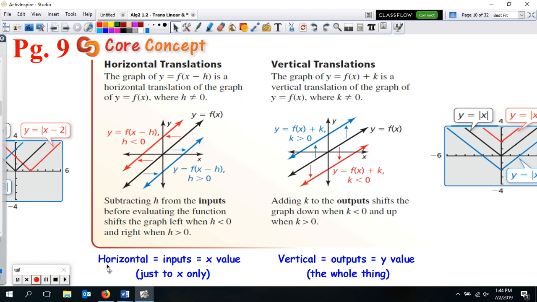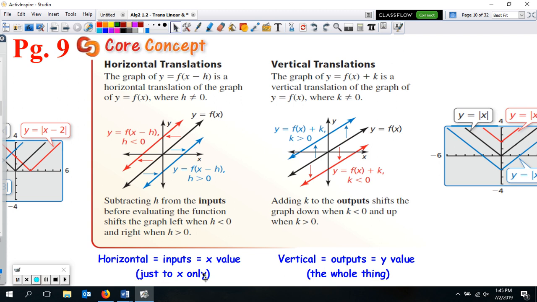Horizontal equals inputs equals x value. Because what we notice that's different on this one that we didn't see on the last one is now we have a horizontal and a vertical translation. And we did see that a little bit last time, where the horizontal translation is going left or right, the vertical translation is going up or down. But we need to realize that the horizontal is always going to be talking about the inputs. It's where the x value is, and so that's why I'm putting that down there, and it's just going to happen to x because we're going to be having to write new functions.